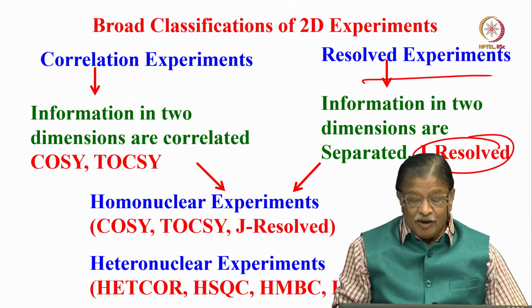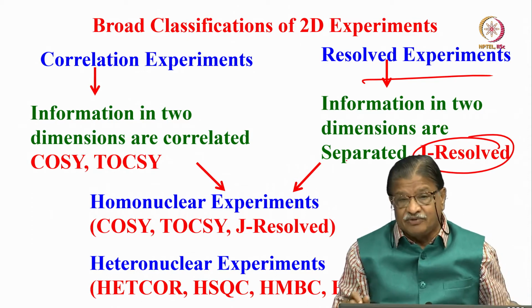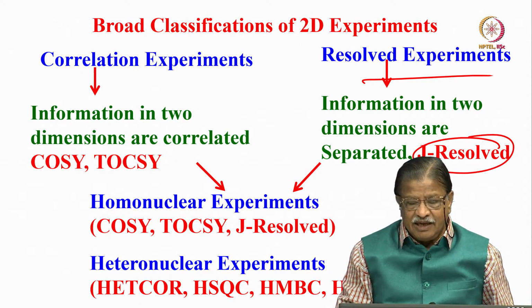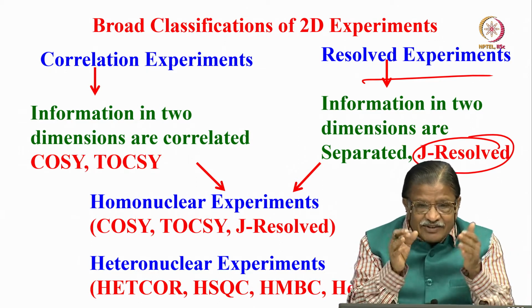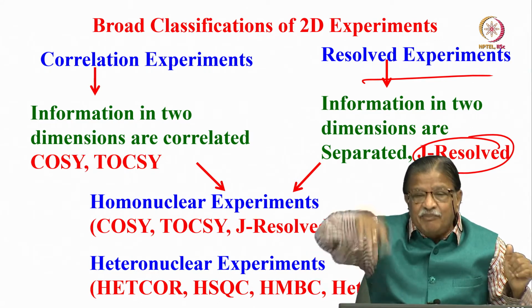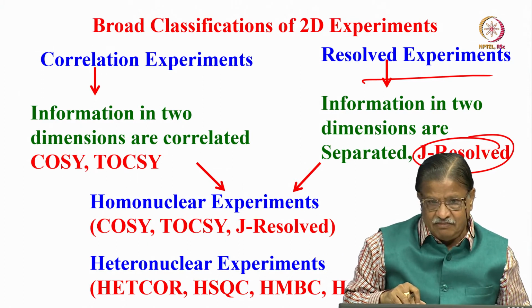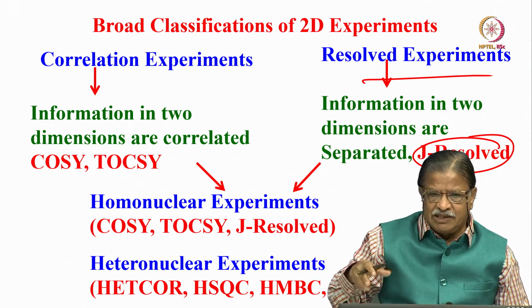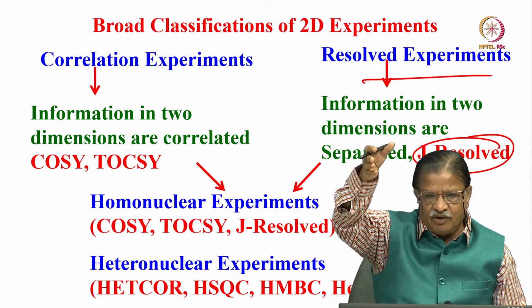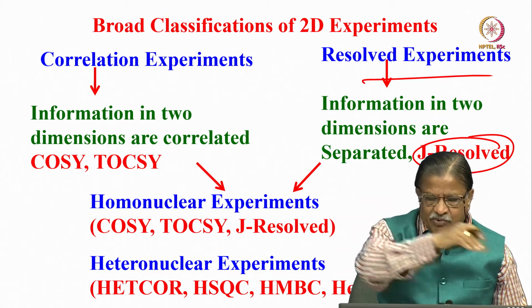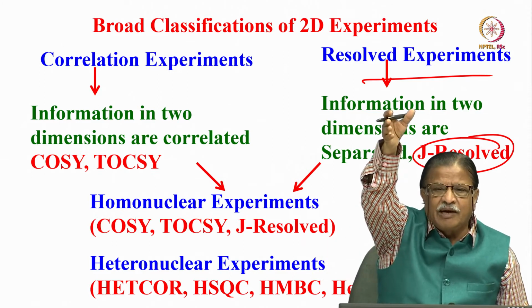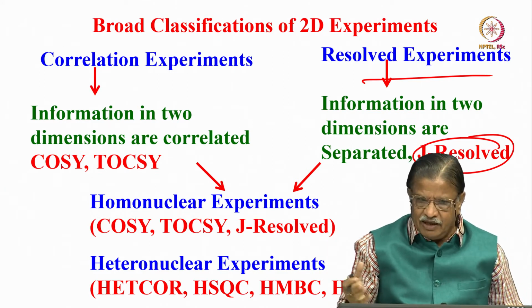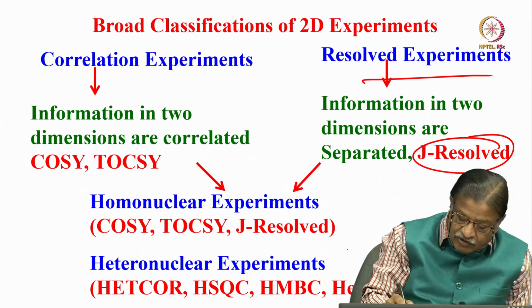But now both of these can be homonuclear and heteronuclear also. Whether it is a resolved experiment or a correlation experiment, you can design it such that both dimensions are homonuclear. Let us say proton chemical shift here, proton chemical shift here, that is one homonuclear, or proton couplings here, proton chemical shifts here, or proton couplings here. That way they are homonuclear experiments. You can also have heteronuclear experiments.